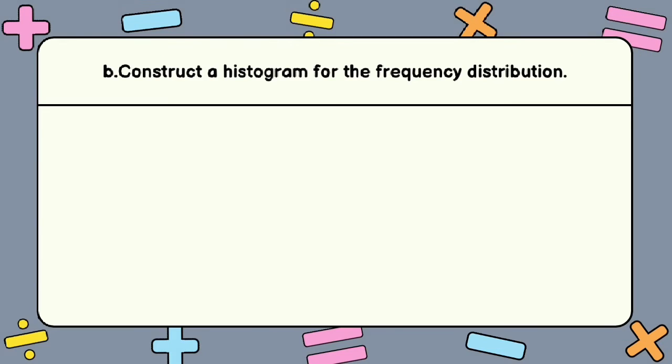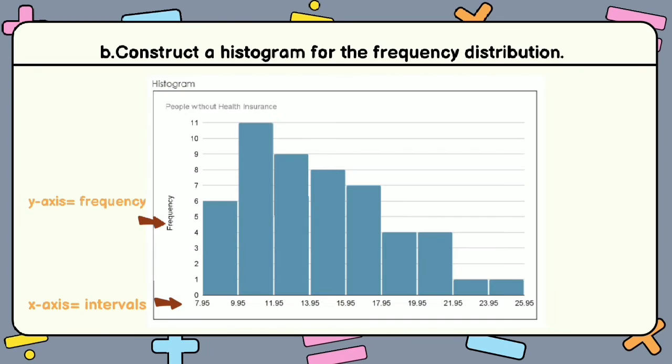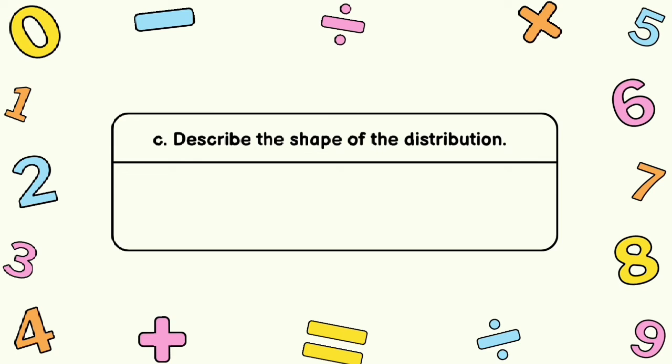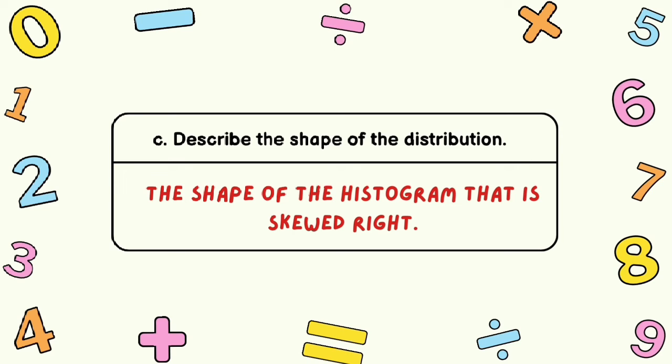Question B. Construct a histogram for the frequency distribution. For this histogram, the y-axis is frequency while the x-axis is intervals. Question C. Describe the shape of the distribution. The answer is the shape of the histogram is skewed right.